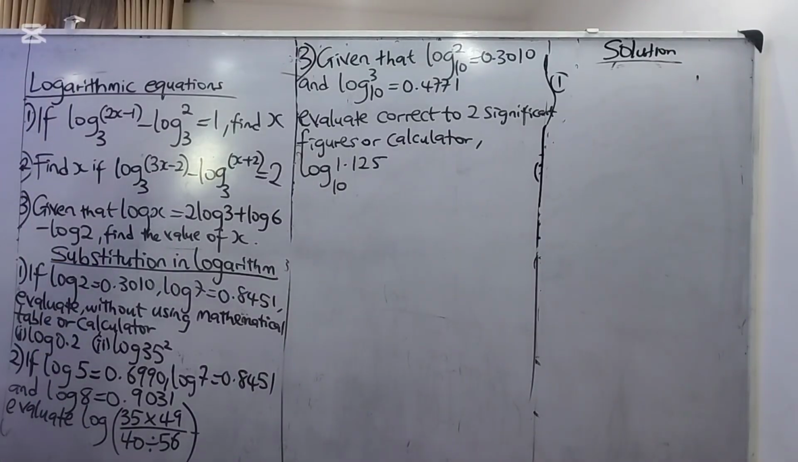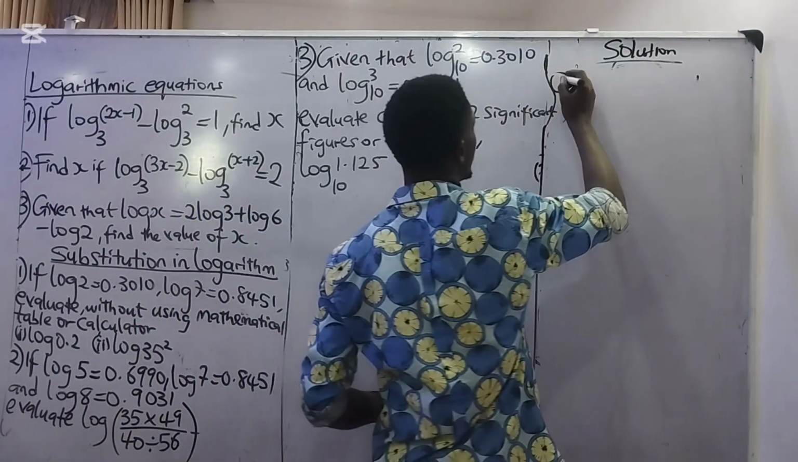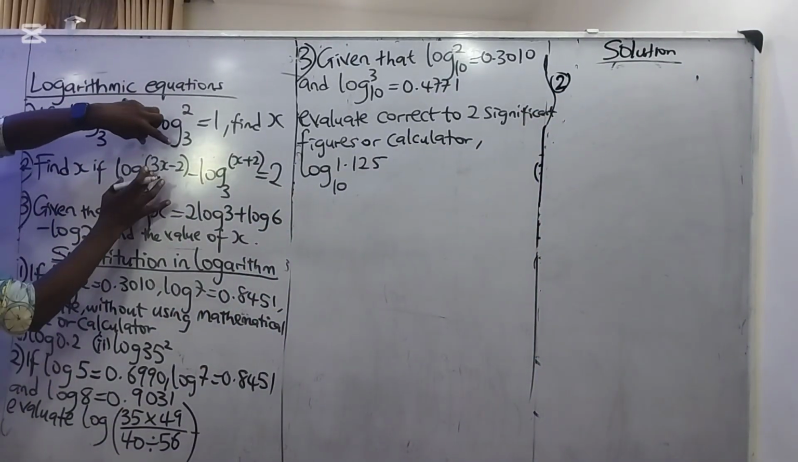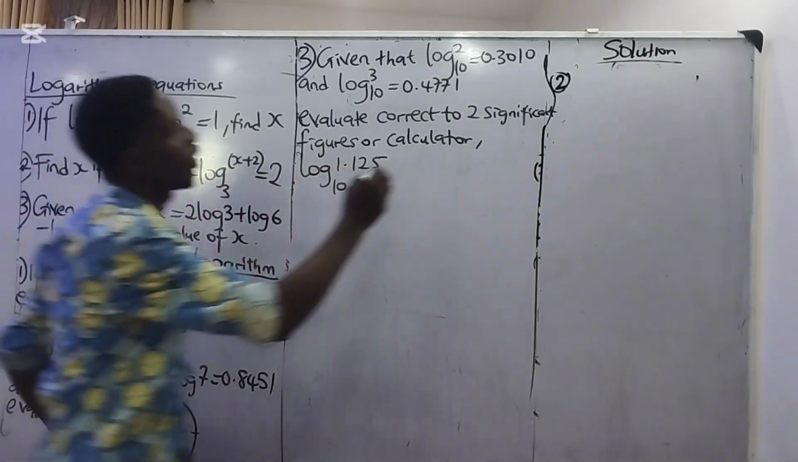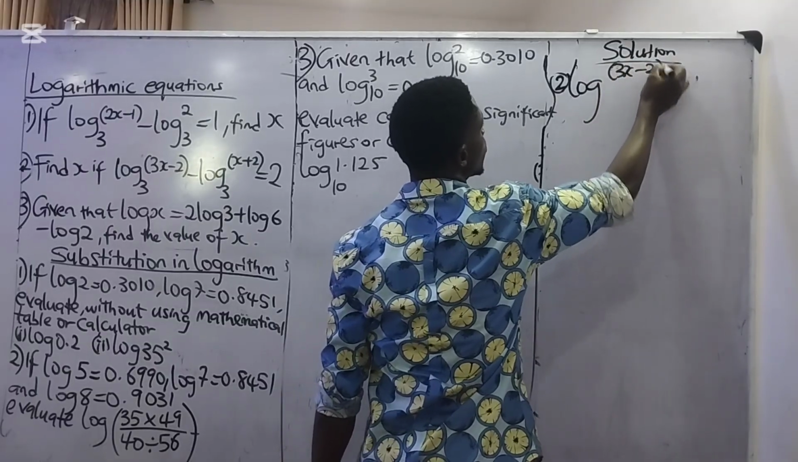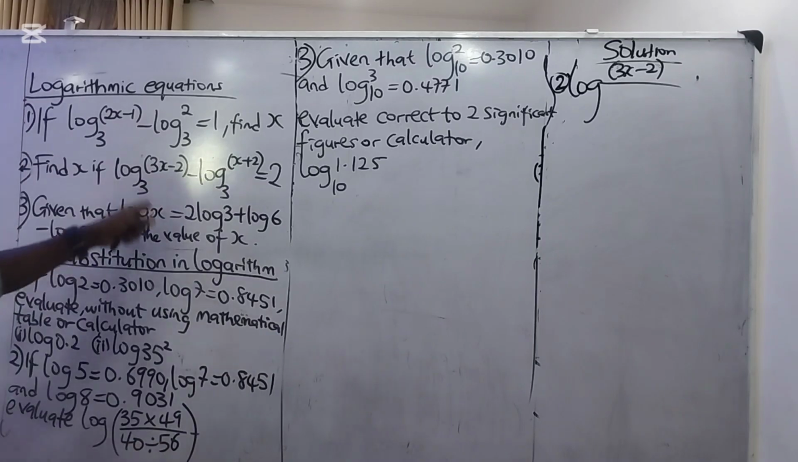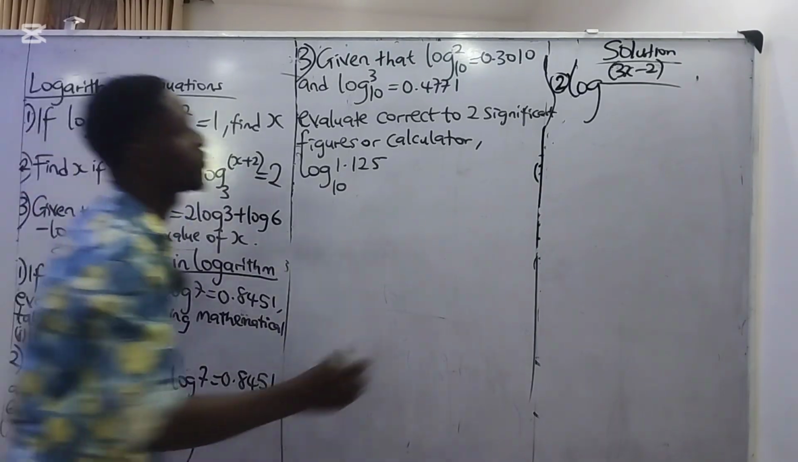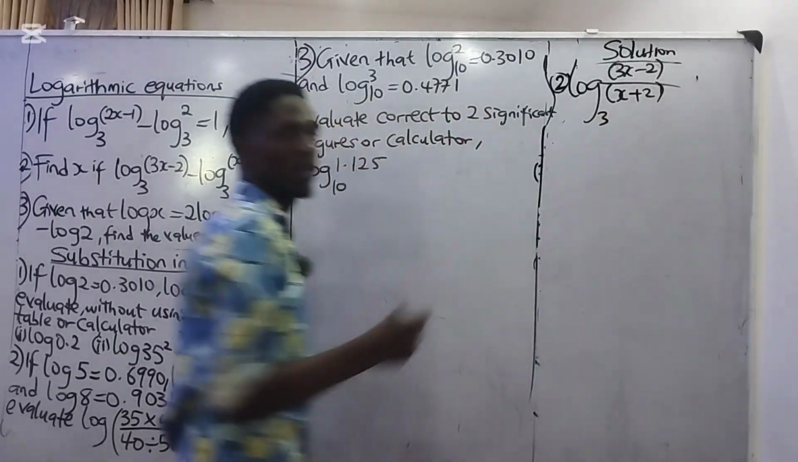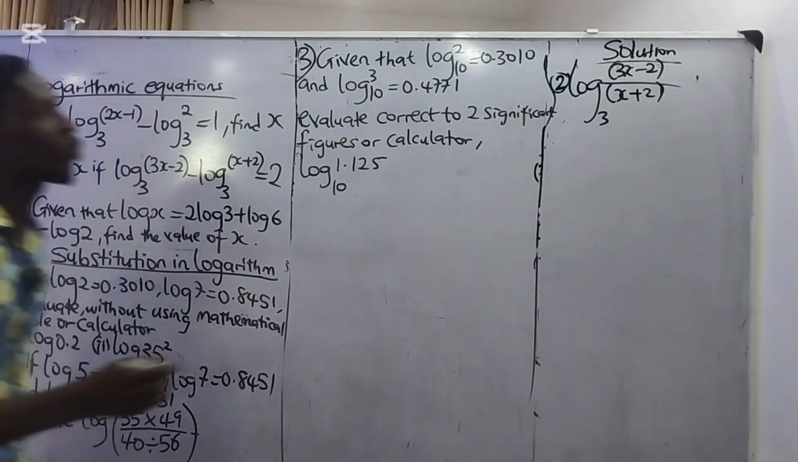So going by this, we have number 2 here. So let's be careful with this. Remember that 3x minus 2 came first. So we have log 3x minus 2 all over, because this is minus, then bracket x plus 2, all in base 3. They have the same base, is equal to 2.